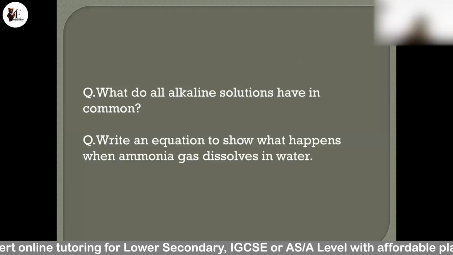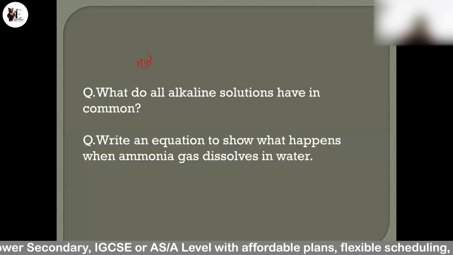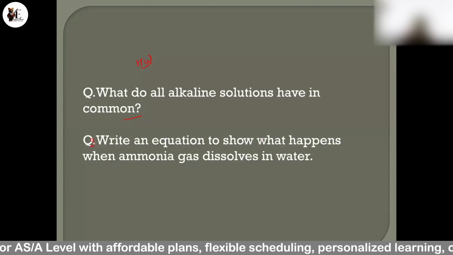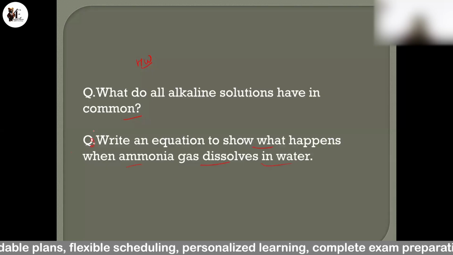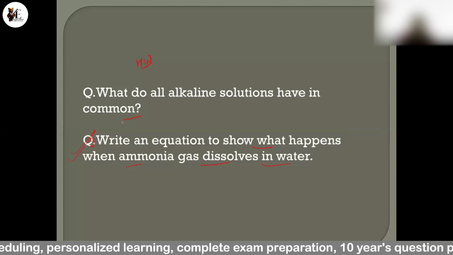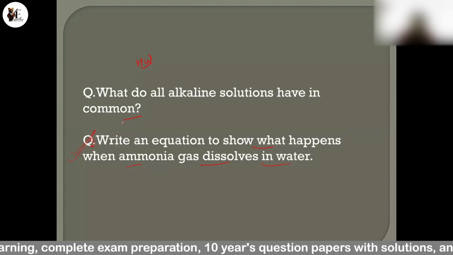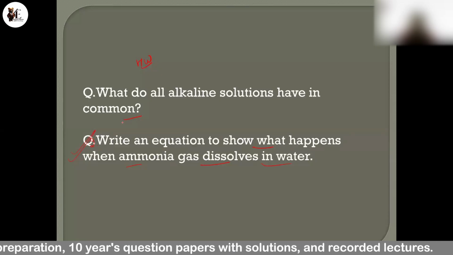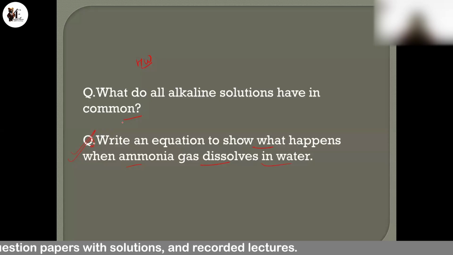Okay. Now this is your homework question for today. Question number 1 is, what do all alkaline solutions have in common? So take a screenshot of this slide and write an equation to show what happens when ammonia gas dissolves in water. The answer to this question is just in the previous slide. When ammonia gas dissolves in water, you have ammonium ions and hydroxide ions. And question number 1 you can easily do: what do all alkaline solutions have in common? Hydroxide ions. So write down these homework questions.